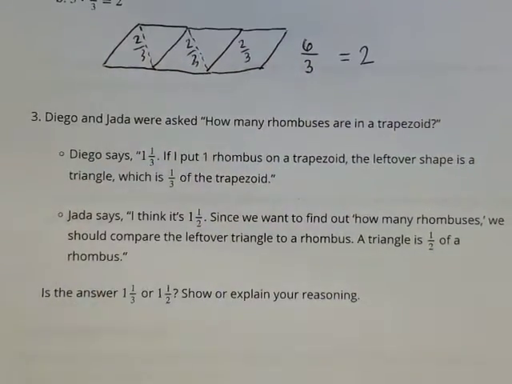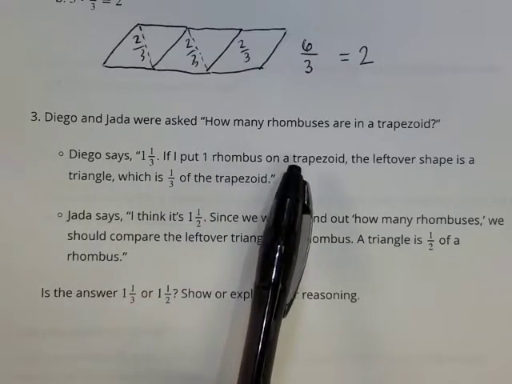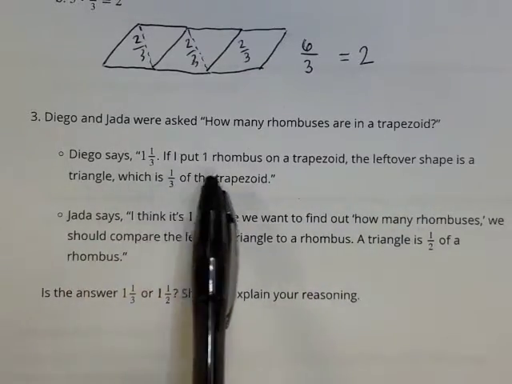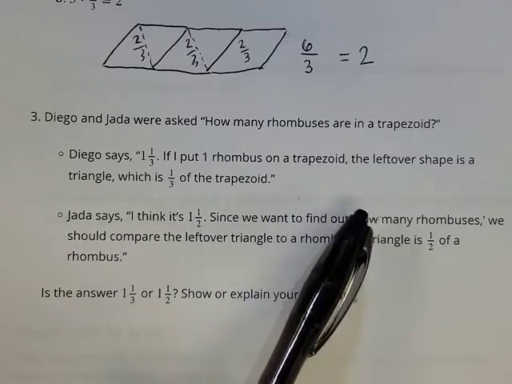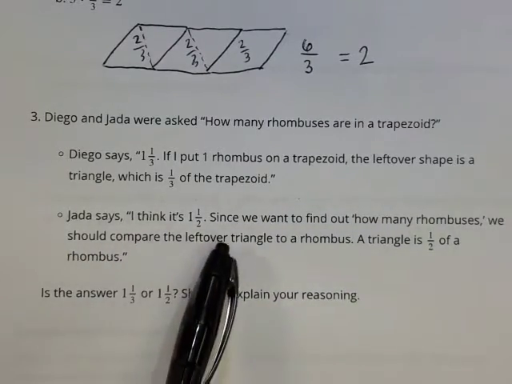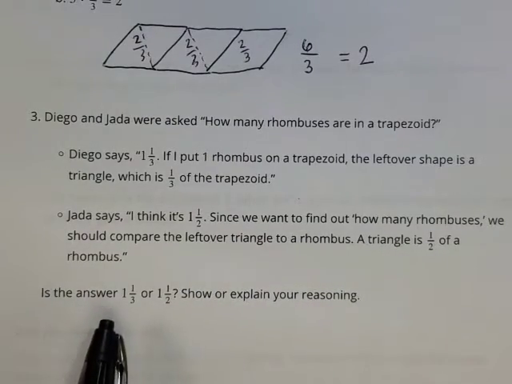All right. Question 3, Diego and Jada were asked how many rhombuses, so it is rhombuses, are in a trapezoid. Diego says 1 and 1/3. If I put 1 rhombus on a trapezoid, the leftover shape is a triangle, which is 1/3 of a trapezoid. Jada says, I think it's 1 1/2. Since we want to find out how many rhombuses, we should compare the leftover triangle to a rhombus. A triangle is 1/2 of a rhombus. So is the answer 1/3 or is it 1/2?